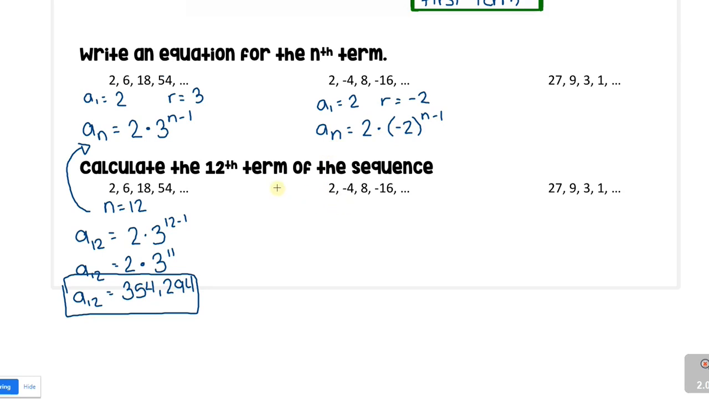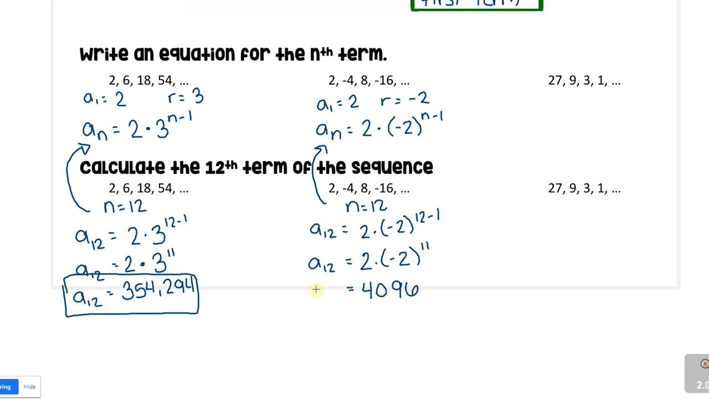Now we are going to calculate the 12th term. So we're going to still use the equation above and substitute 12 in for n. We're going to calculate A sub 12 equaling 2 times -2 to the 12 minus 1 power. Simplify. It becomes the power of 11. And then we're going to type into your calculator 2 times, make sure you do parentheses, -2 raised to the 11th, and you will get 4,096 to be your 12th term.